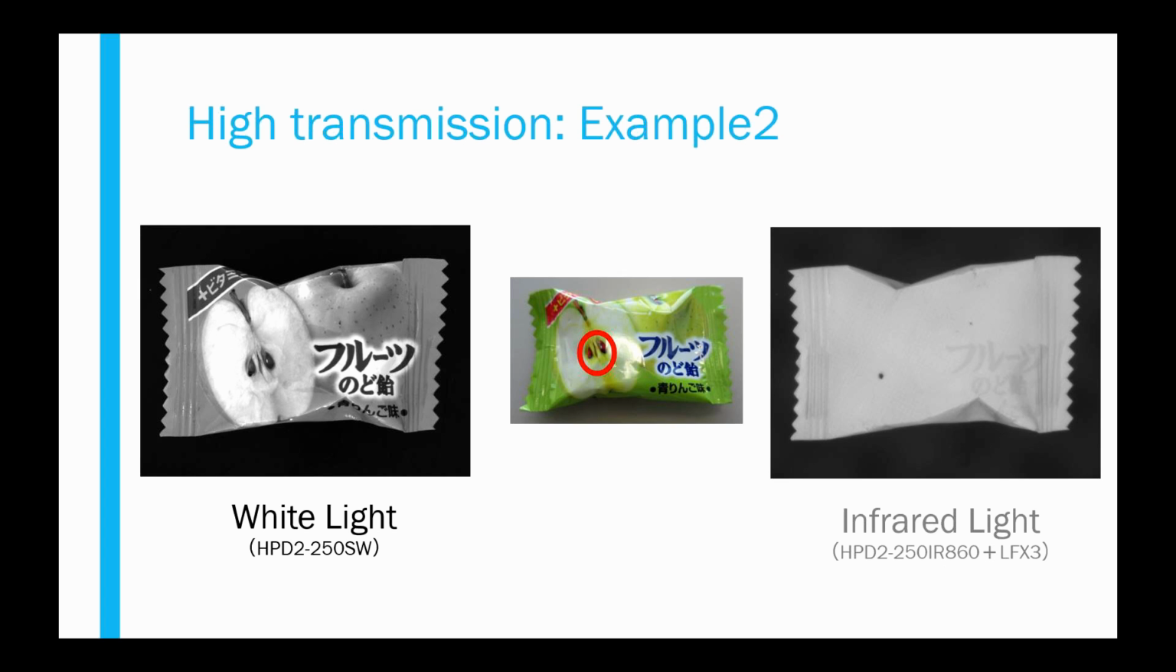Here's an example of removing the printing with that IR light shining through, transmitting through the text, making it appear colorless. It makes the whole background the same color, and we can see that pinhole, which was originally covered up by the dark seed of that apple.